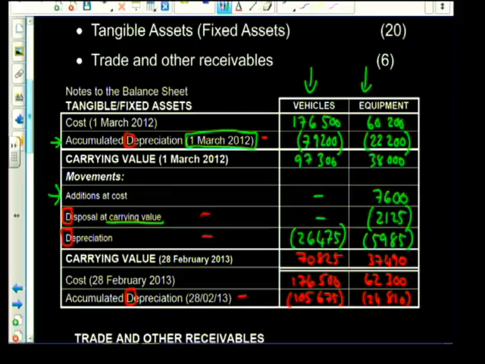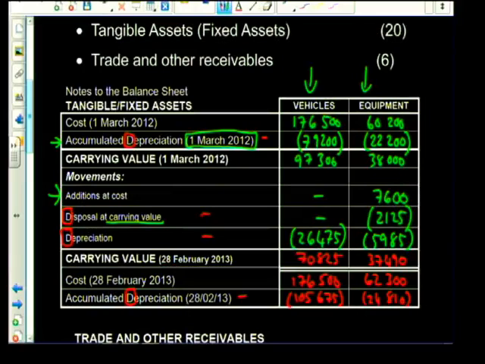Welcome back, Mindsetters, to the grade 11 lesson on partnerships and financial statements. Before the break, we started doing the note to the balance sheet on tangible or fixed assets, and I left some numbers for you to calculate during the break. So here they are. You can take a look at them. They are on the screen.